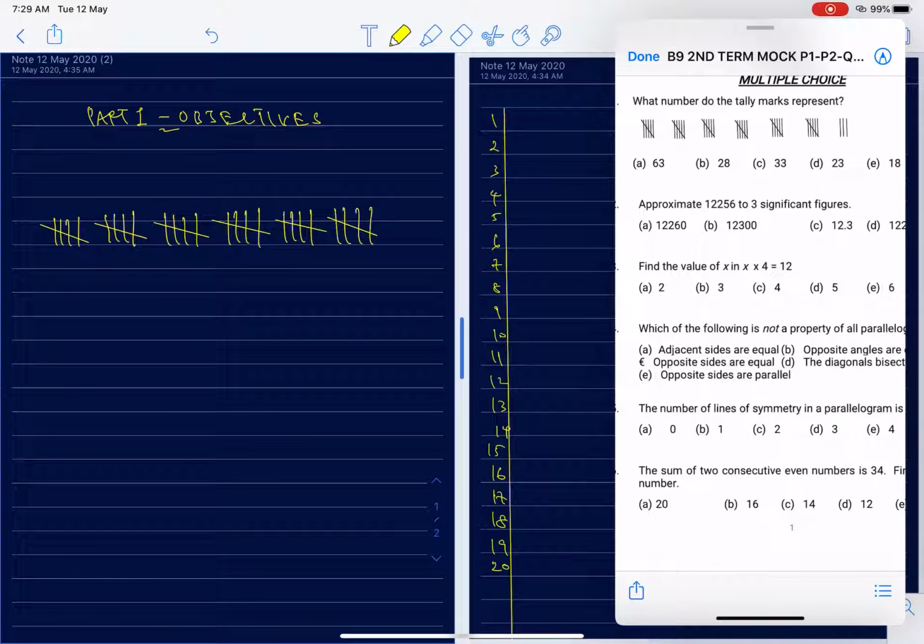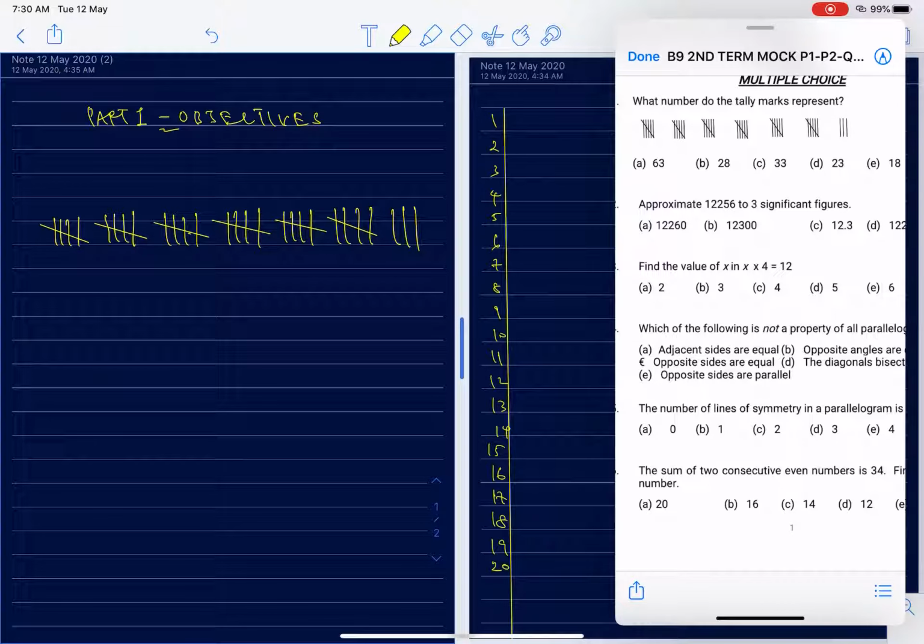How many 5s are we supposed to have? 1, 2, 3, 4, 5, 6. Yeah, and then 3 single strokes. So it's actually supposed to be 33. But here we see that the bunches are bunches of 6s, and that's an error. Tallies are in groups of 5 and not in groups of 6.